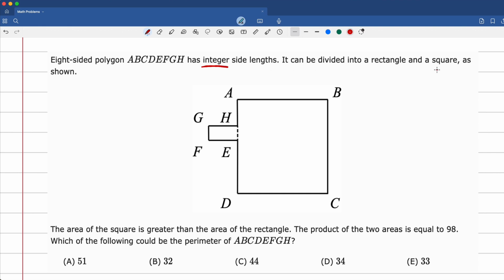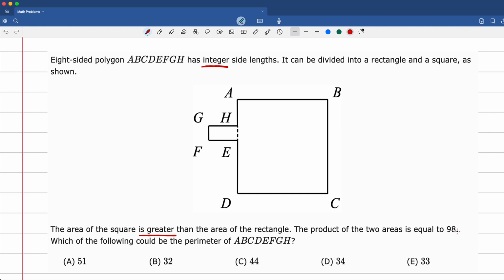And it can be divided into a rectangle. So EFGH is the rectangle and ABCD is the square. The area of the square is greater than the area of the rectangle. Again, pay attention to this part. The area of the square is bigger than the rectangle. Yes, visibly it looks like that, but even the area is larger. The product of the two areas is equal to 98. Which of the following could be the perimeter of ABCDEFGH, the eight-sided polygon?